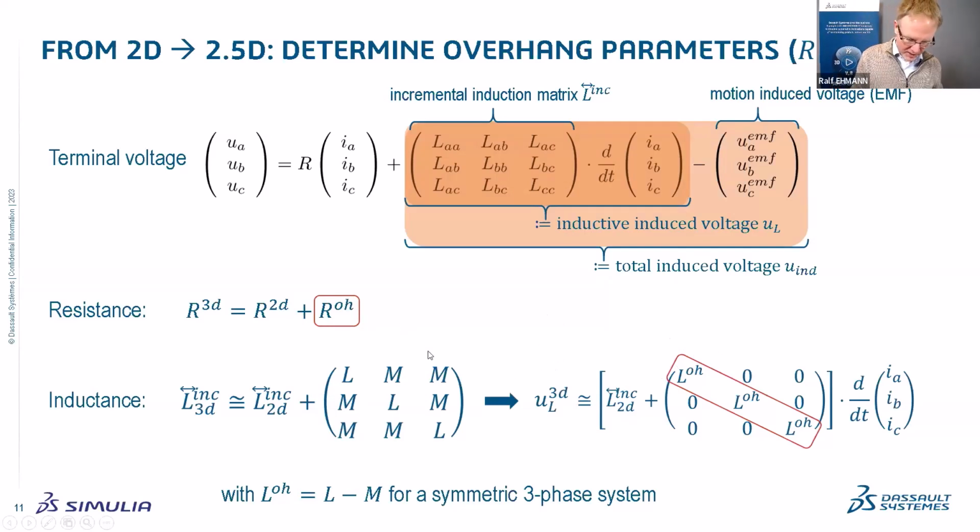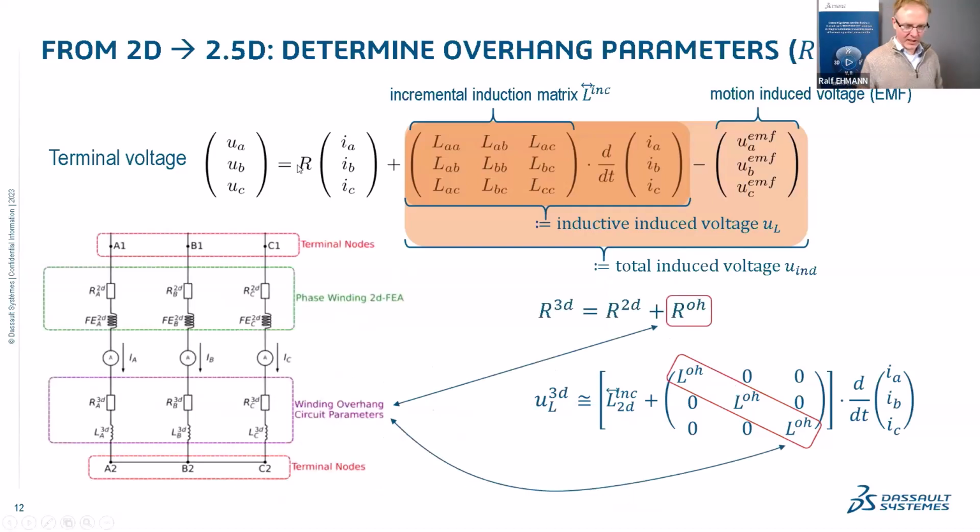We can also take this matrix and make a diagonal matrix out of it. And these diagonal terms I call here L_OH, for overhang. So please remember, these overhang inductances are what we want to determine. And the analytical connection between these two is that the overhang inductance is L minus M for a symmetric three-phase system, what we have here in this case.